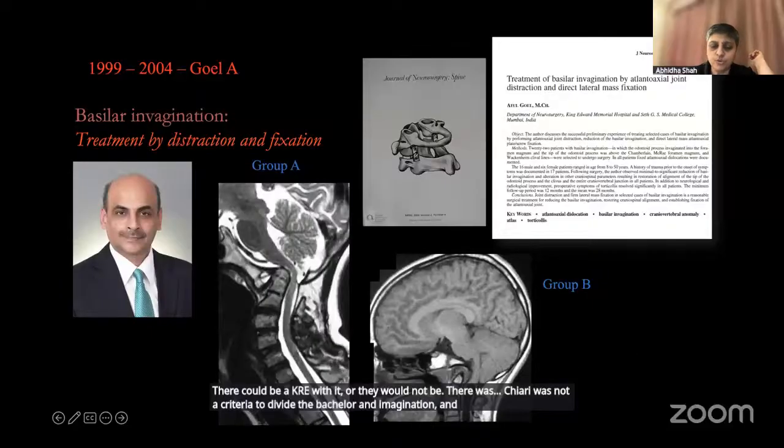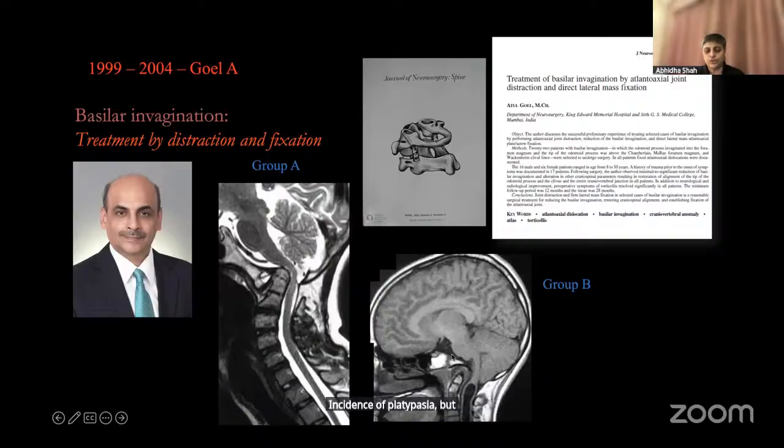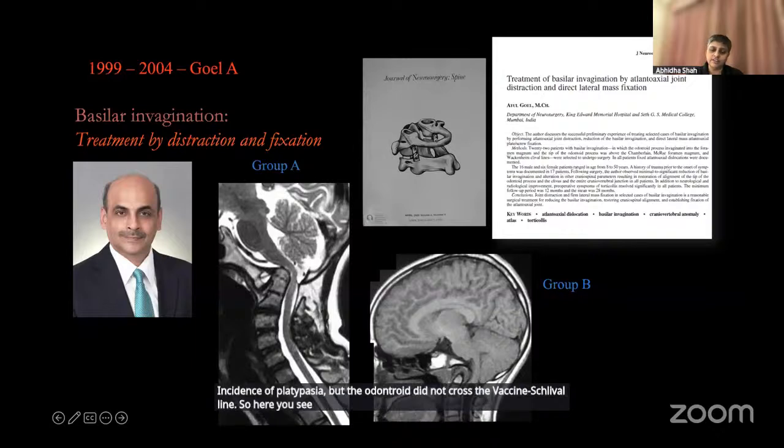And in group B, the whole system moved up. The whole odontoid, along with the craniovertebral junction, moved up. There was a good incidence of platybasia, but the odontoid did not cross the Wackenheim's clival line. So here you see the Chamberlain's line. The odontoid has gone over the Chamberlain line, but it has not crossed the Wackenheim's clival line. So this is group B basilar invagination.